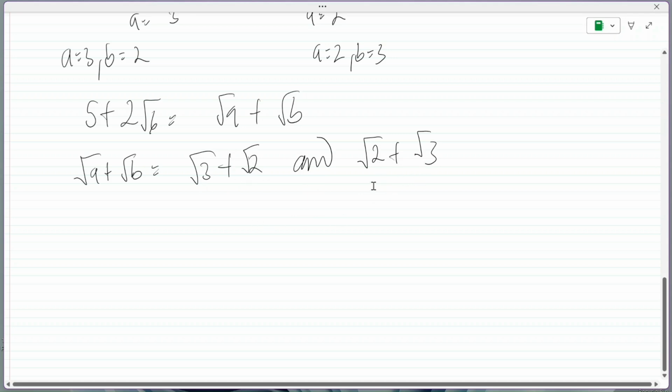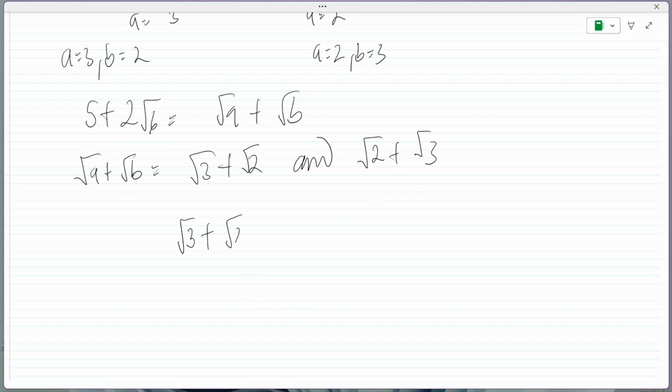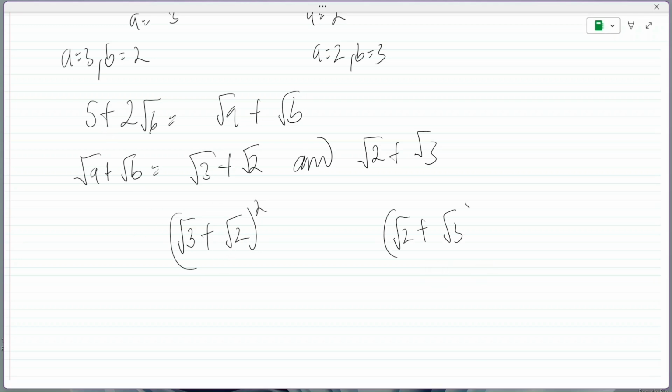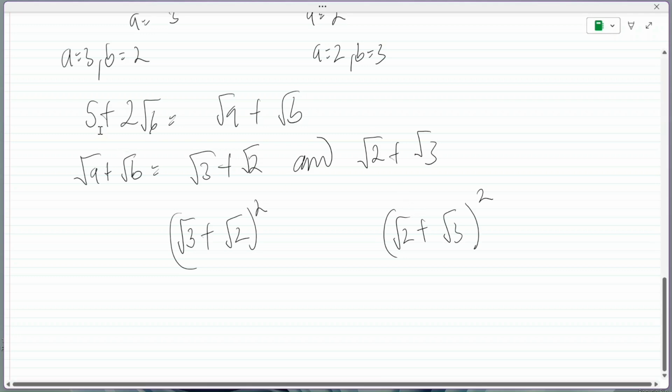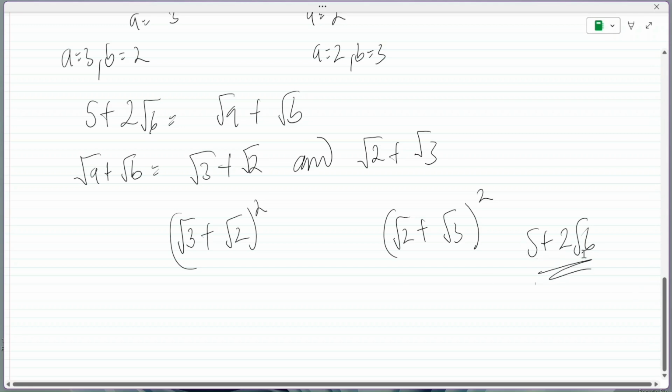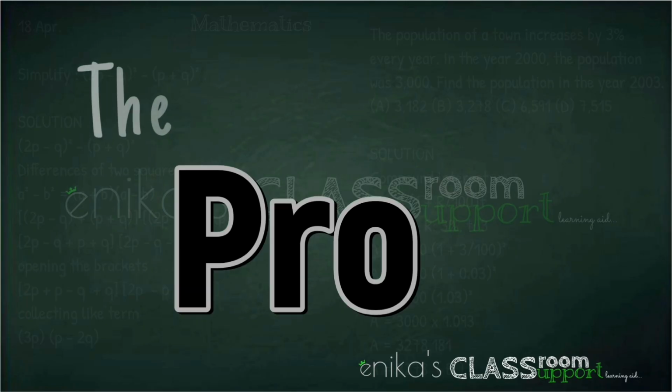If you square root 3 plus root 2, or you square root 2 plus root 3, you will get 5 plus 2 root 6. You can try that. What I'm simply saying is root 3 plus root 2 all square, if you open the bracket, you get this. And root 2 plus root 3 square, if you square it, you still get 5 plus 2 root 6. That means the square root of 5 plus 2 root 6 is either root 3 plus root 2 or root 2 plus root 3. The proof.